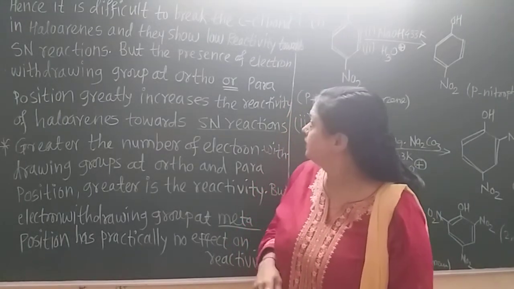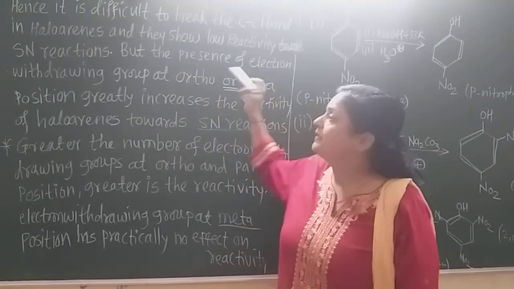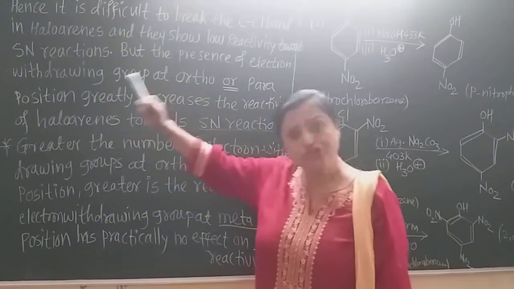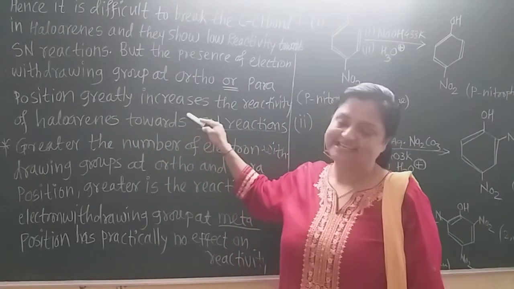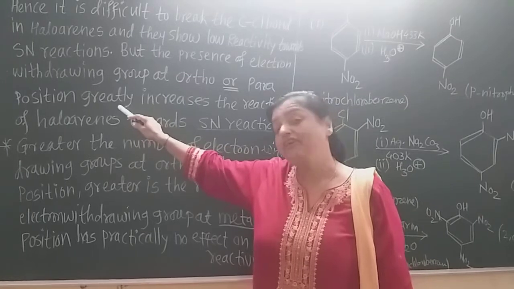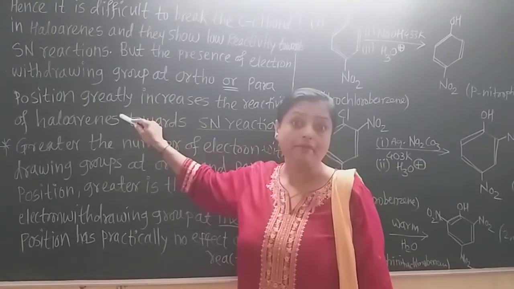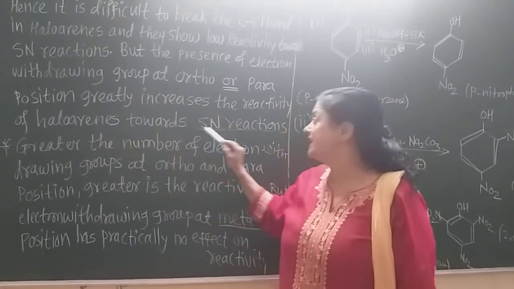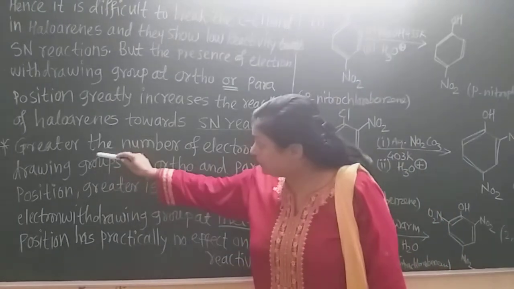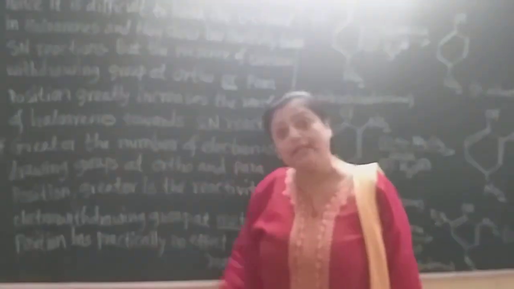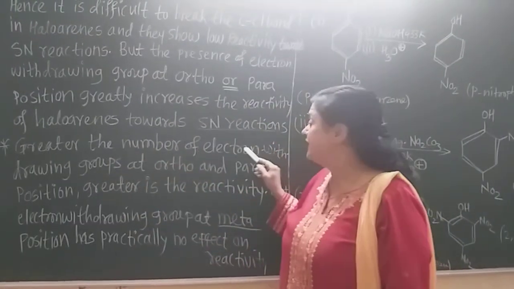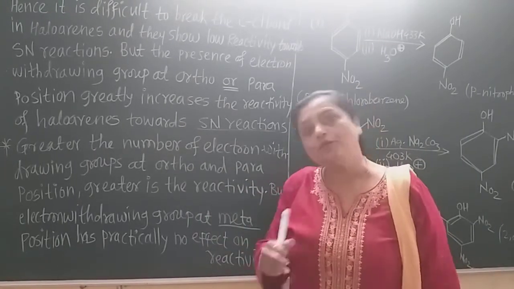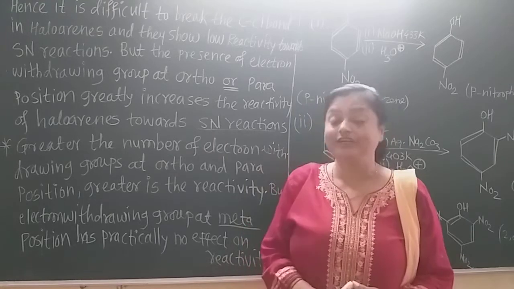Now see, the presence of an electron withdrawing group at the ortho or para position greatly increases the reactivity of the haloarenes towards the SN reaction. Greatly means very much, the maximum rate. Now, this is a very important sentence: the greater the number of electron withdrawing groups at the ortho and para positions, the greater is the reactivity of these haloarenes towards the nucleophilic substitution reaction.